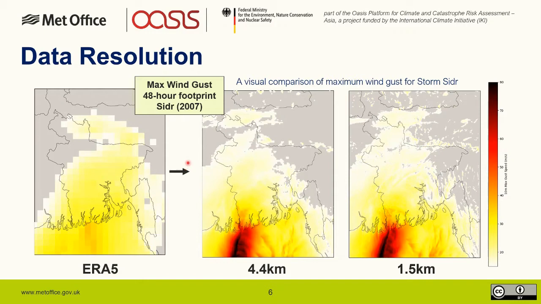And when we use this to initialize our downscaling configuration, this is the output that we get from our 4.4 kilometer model and our 1.5 kilometer model. The scale on the right-hand side here is specifically the 10-meter maximum gust speed, going from around 15 meters per second up to 80 meters per second. And we can clearly see that the 4.4 kilometer model and 1.5 kilometer model really accentuates the high wind speeds that we see associated with the core of the cyclone.